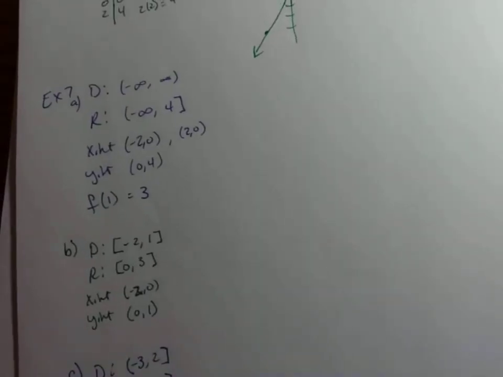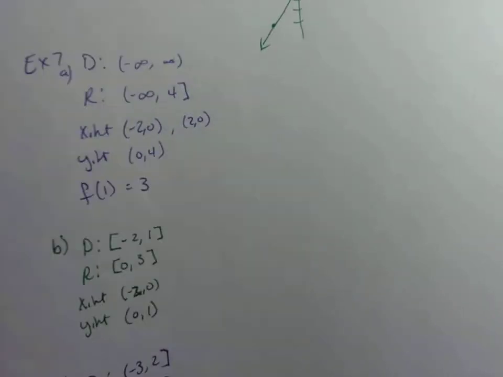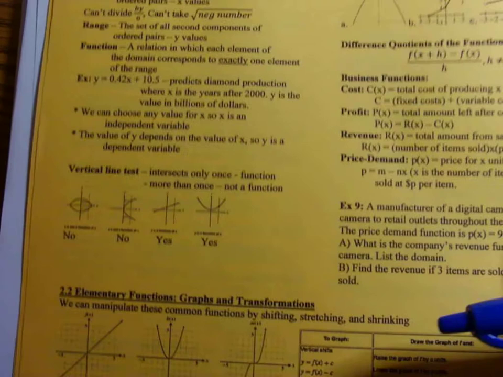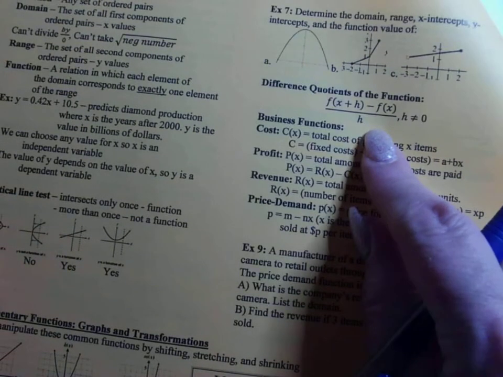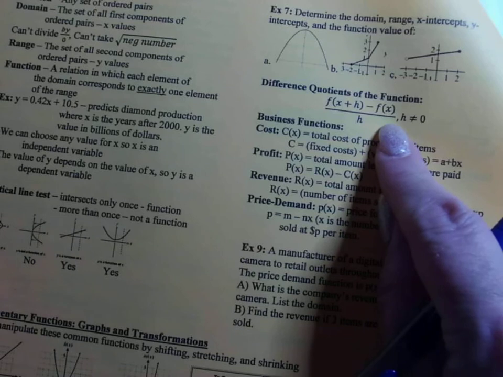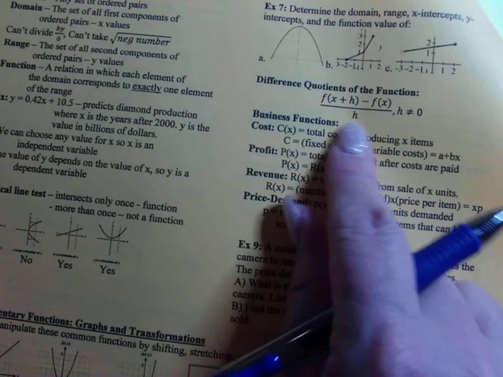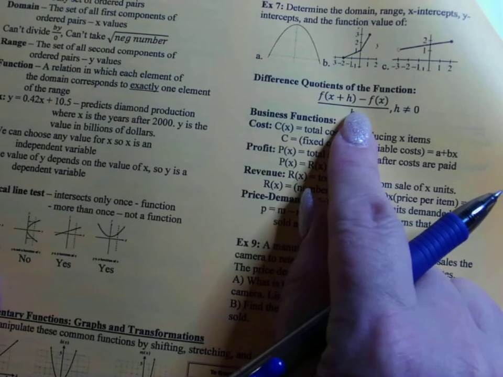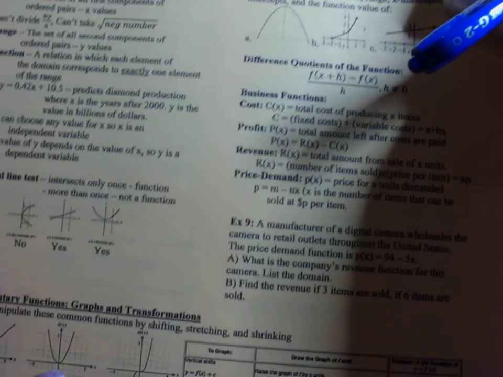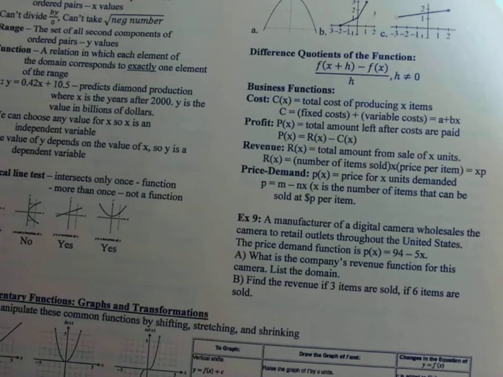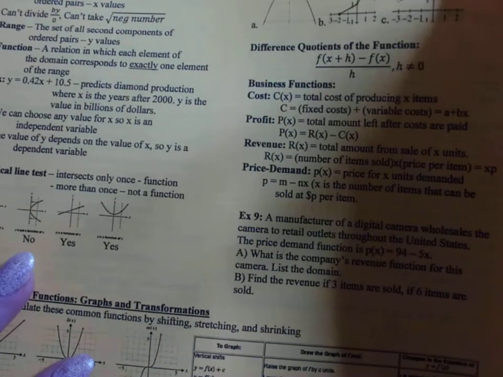All right, so that takes care of looking at graphs and determining what's going on with the graph. So the next thing we're going to look at is the difference quotient of a function. The difference quotient of a function is f of x plus h minus f of x, over h. And h cannot be equal to 0 because remember, we can't divide by 0. When you go into Business Math 2, you're going to use this a lot. This is how we find derivatives. So you really need to understand how to do this one if you're going into Business Math 2.